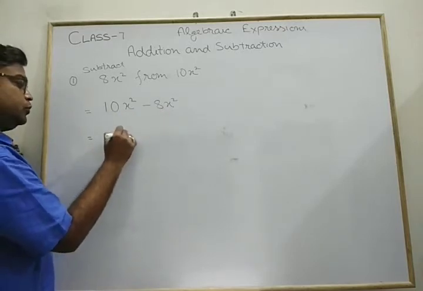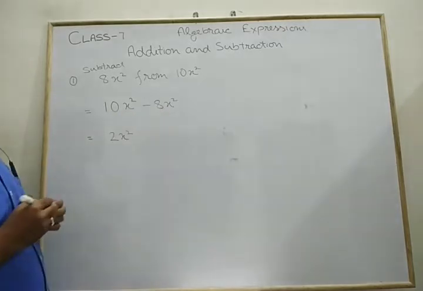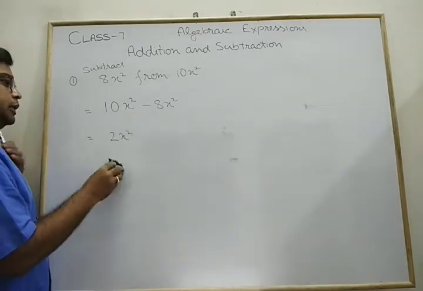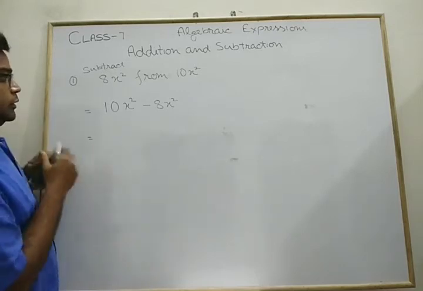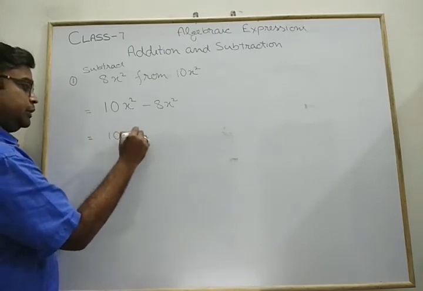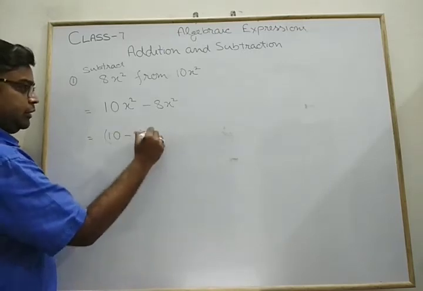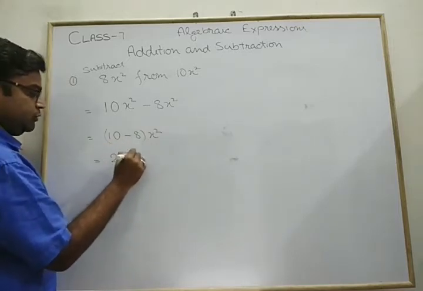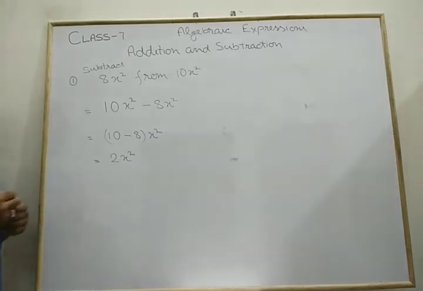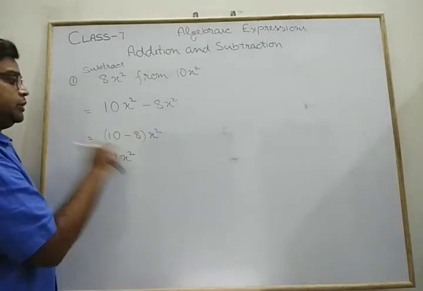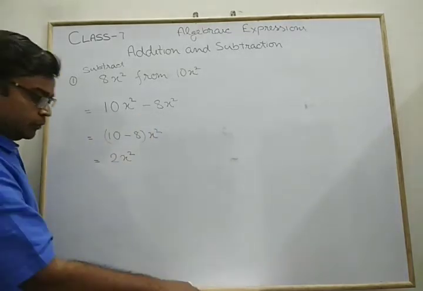It's 2x square. If you are unable to solve mentally, then you can do another way: take x square common, 10 minus 8, and x square common. So ultimately you can write down 2x square. In this case you add one step, but you have the proper answer. If you face difficulty to subtract, likewise 10 minus 8 is 2. So take one more example.